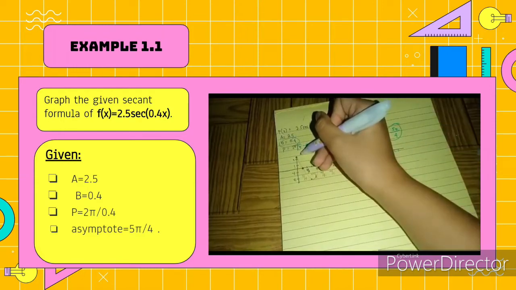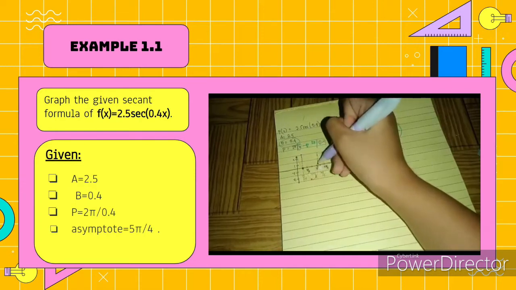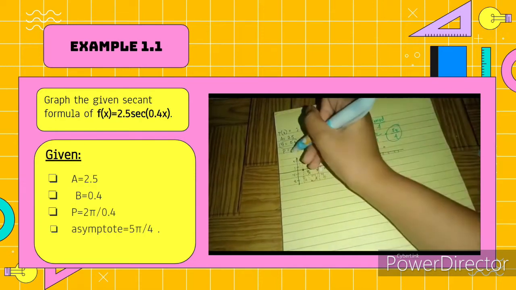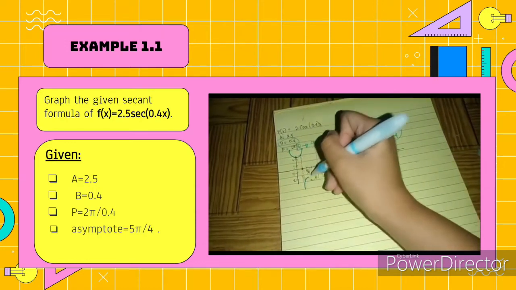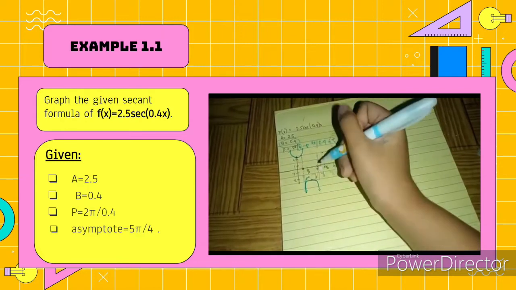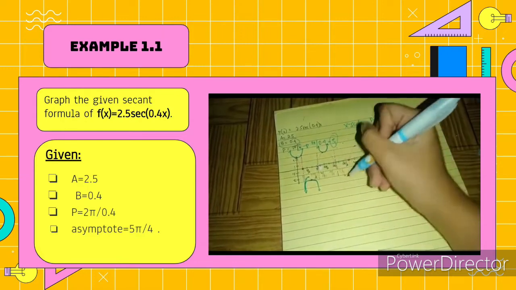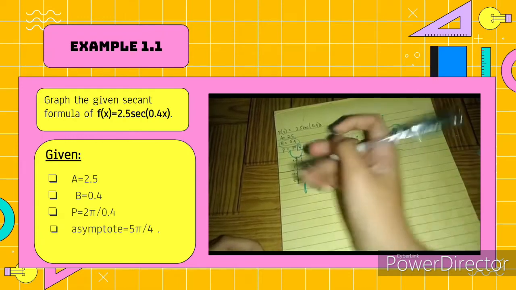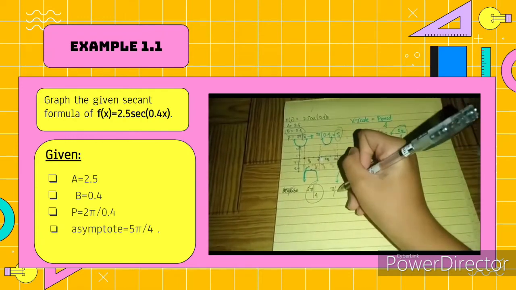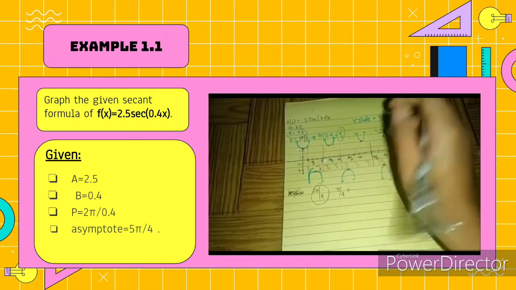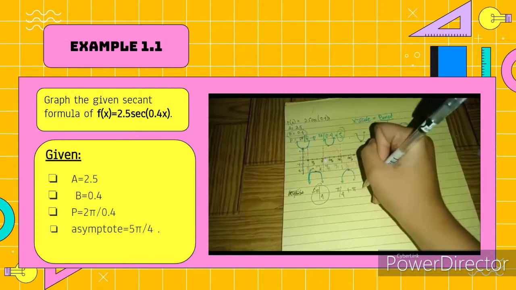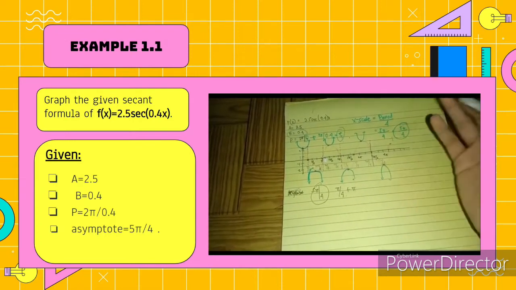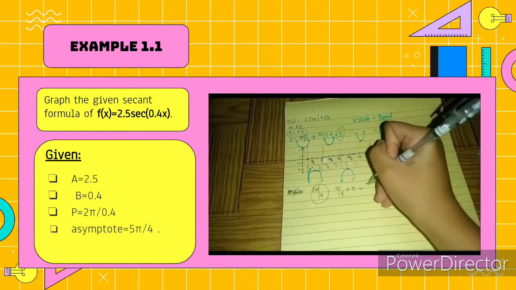Now, in every x interval, I'm going to put an asymptote. And now, to find the graph, we know the max and min shift. And that's how our graph looks like. Now, in order for us to find the asymptote, we have here my first asymptote, which is pi over 4, plus our second asymptote, which is pi. So pi over 4 plus pi is equal to 5 pi over 4.